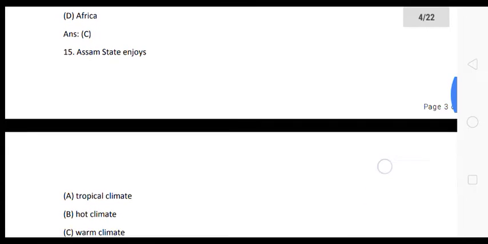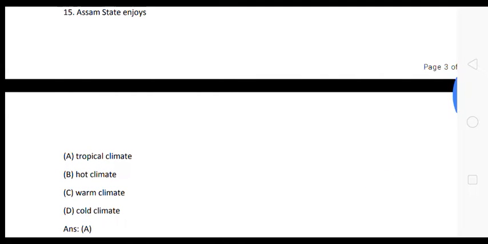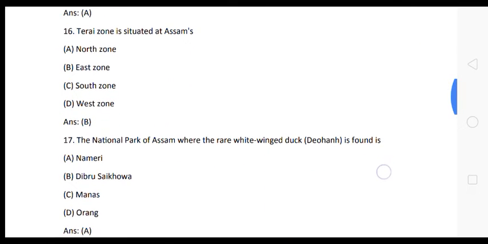Next question is: Assam state enjoys? The options are tropical climate, hot climate, warm climate, cold climate. The correct answer is option A, tropical climate. Assam state enjoys tropical climate. Very important question.